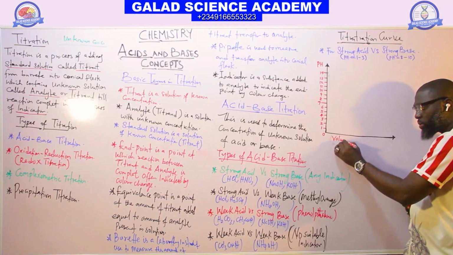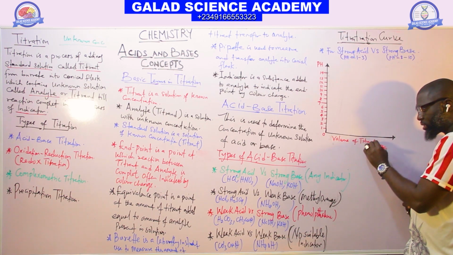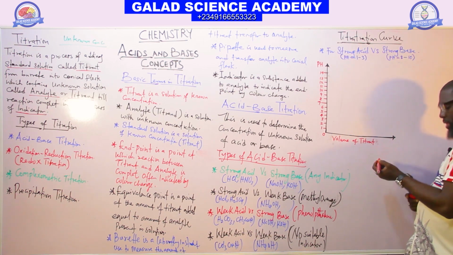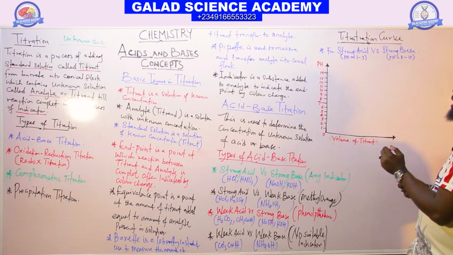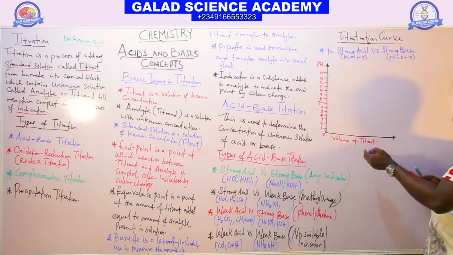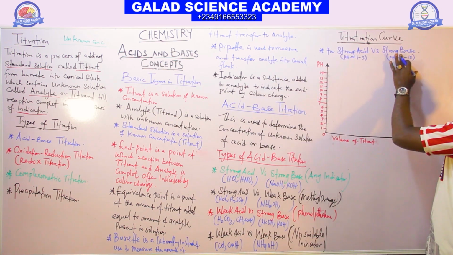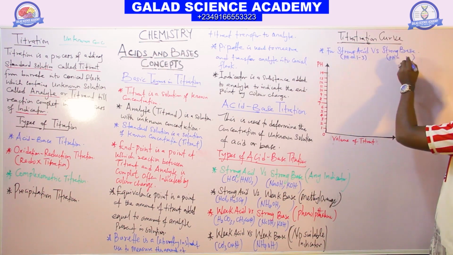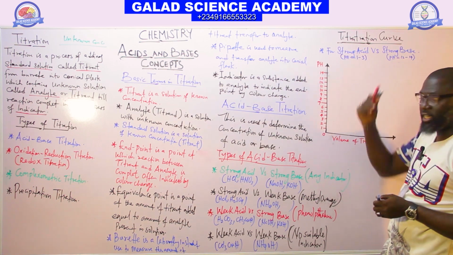This side will be the volume of titrant. And here, acidity increases, basicity increases. So the pH for strong base is between 12 to 14, because basicity is increased.